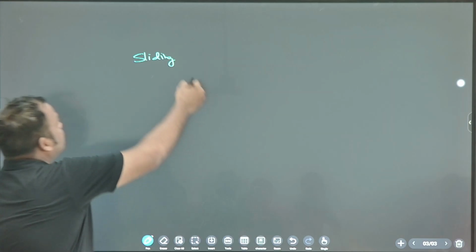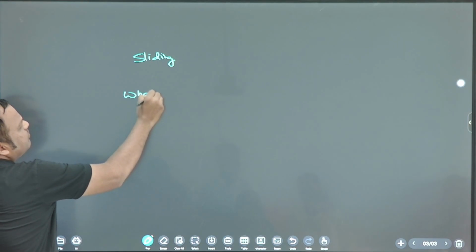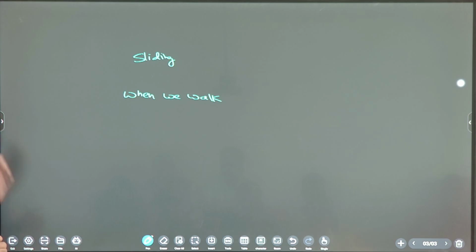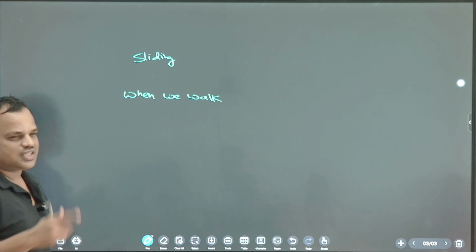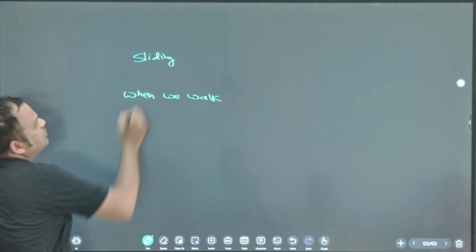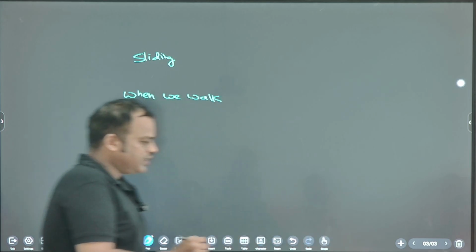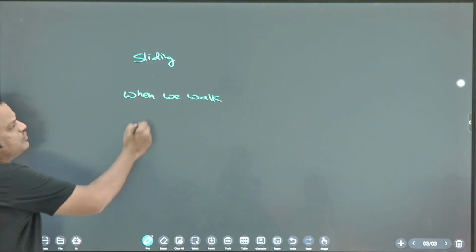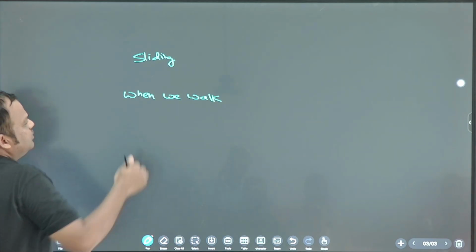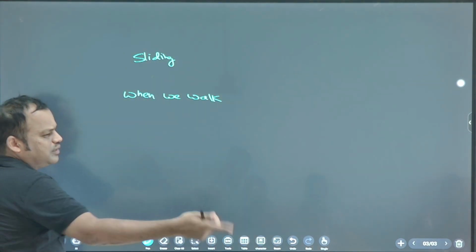Okay, so note down. When we walk, you have seen in school, primary class, class 1, class 2, small kids, they run, they make noise. What do teachers tell them? Don't make noise, right? Walk correctly. This is a correct walk. But if a student is walking like this, that is sliding. It will make noise, correct? Sound will come. So that's why the teacher scolds them.